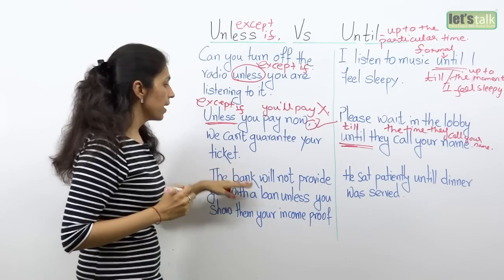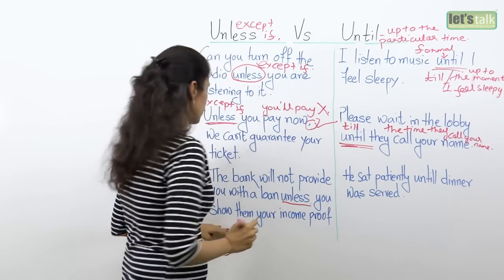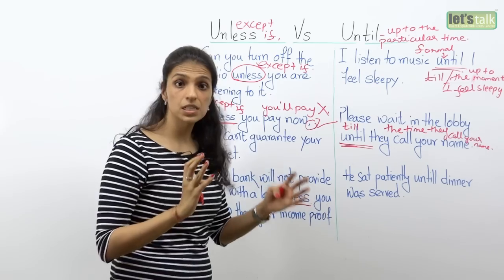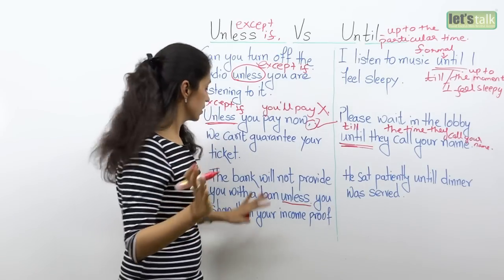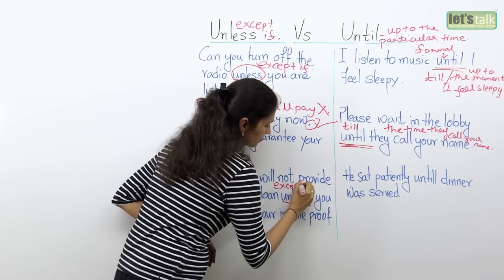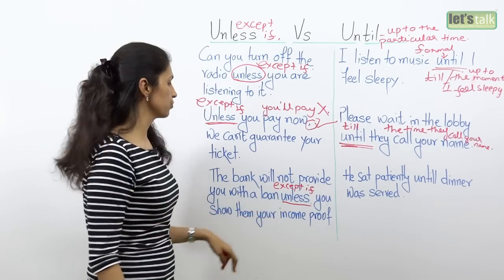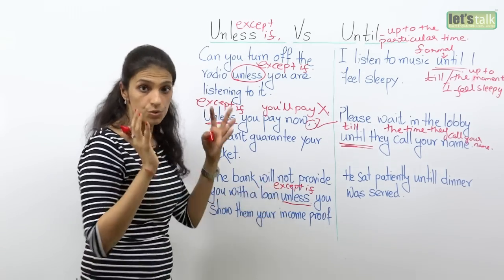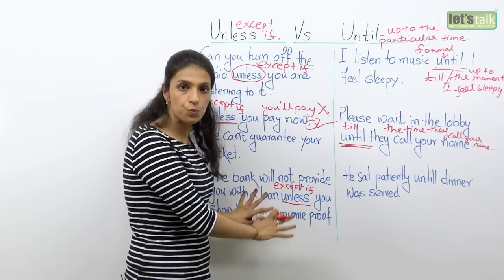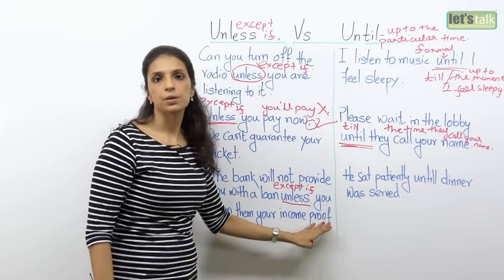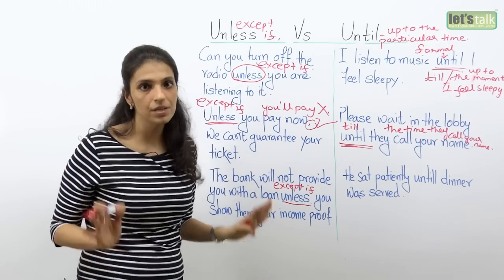The last example, the bank will not provide you with a loan unless you show them your income proof. Now, there is a precondition. You don't show your income documents, you don't get a loan. It's as simple as that. So, you say except if you meet this condition of providing your income proof, you definitely get a bank loan. Alright. So, here we use unless because it is a precondition. You have to meet this condition to get what you want. So, use unless you show them your income proof. Okay. So, except if you show them. You don't show them, you don't get a bank loan. It's as simple as that.